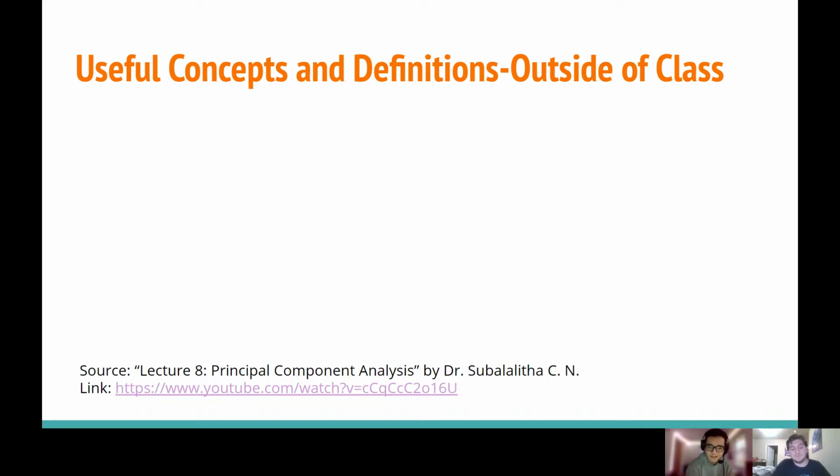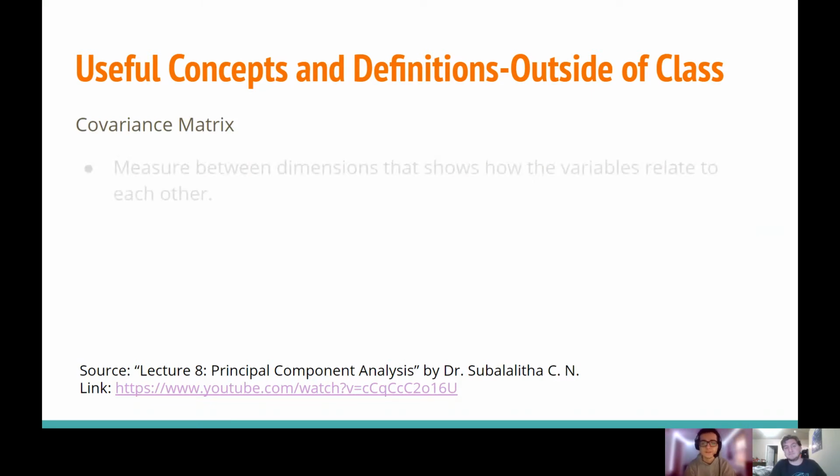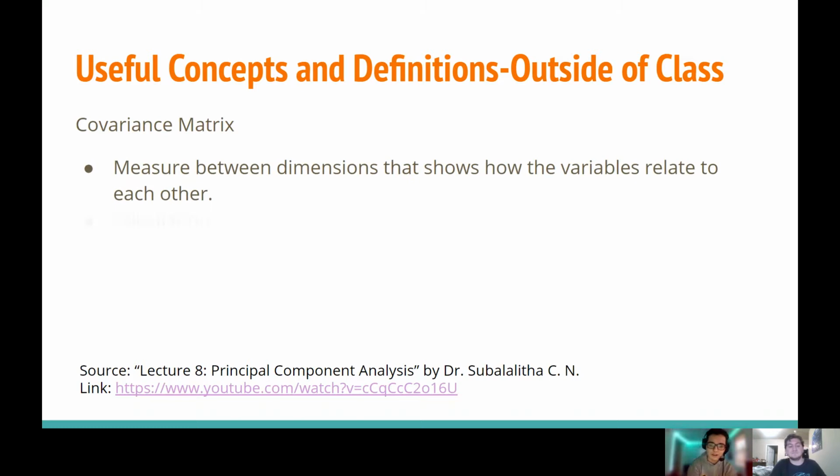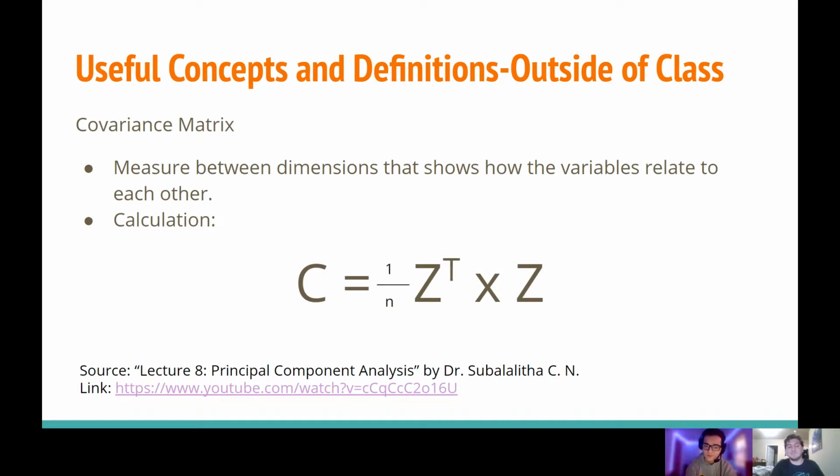Finally, another concept necessary for PCA is the covariance matrix. This is a measure between two dimensions which shows how the two variables vary together. The covariance matrix for matrix Z can be calculated by multiplying the transpose of matrix Z by matrix Z and multiplying that by a scalar 1 over n, where n is the number of rows in matrix Z.